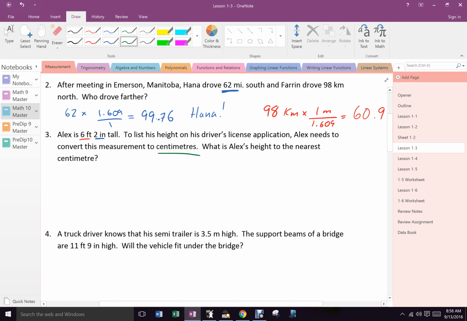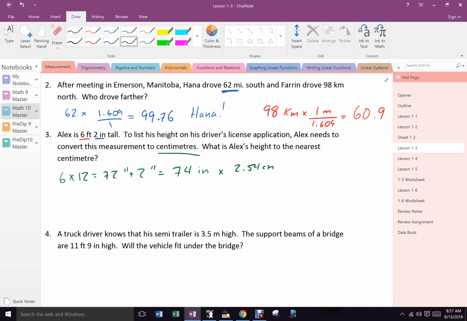I personally go 6 times 12 equals 72 inches plus 2 inches gets me 74 inches. Now I can convert straight to centimeters, can't I? I need centimeters, so it's 2.54 centimeters. Do I need to write over 1? No, because does divide by 1 matter?